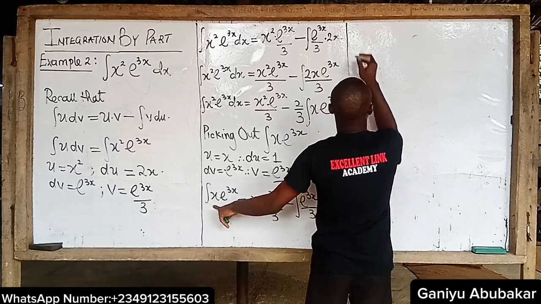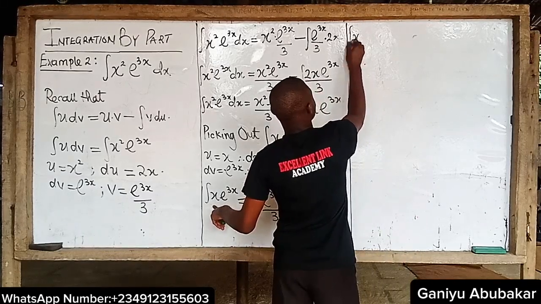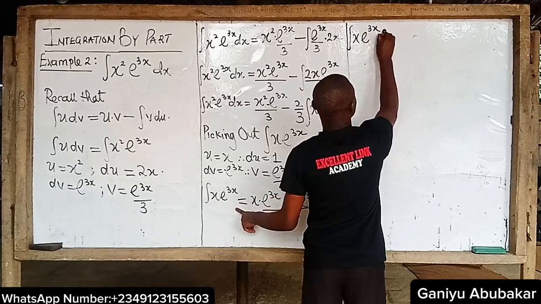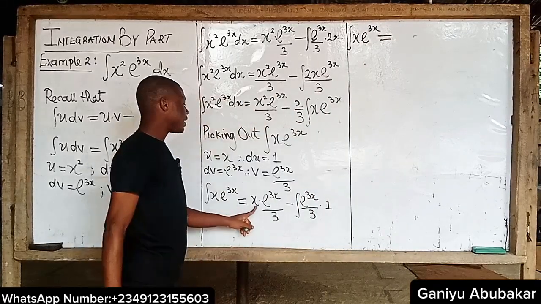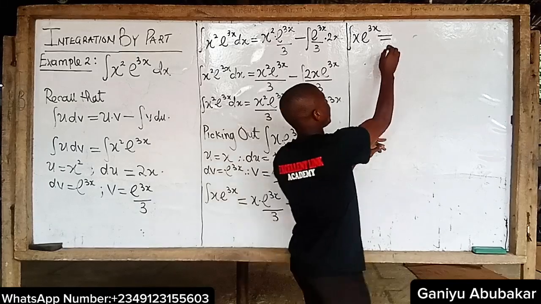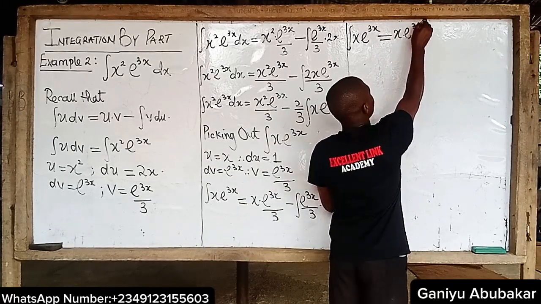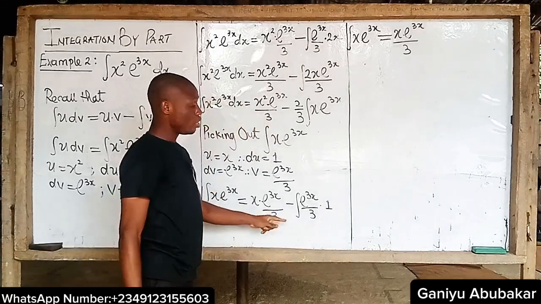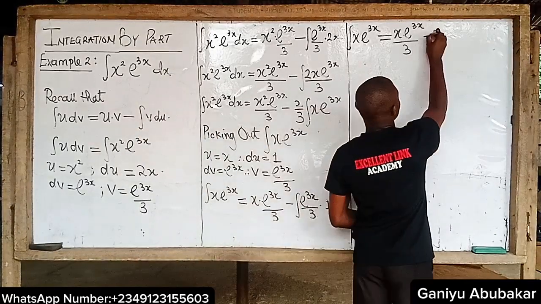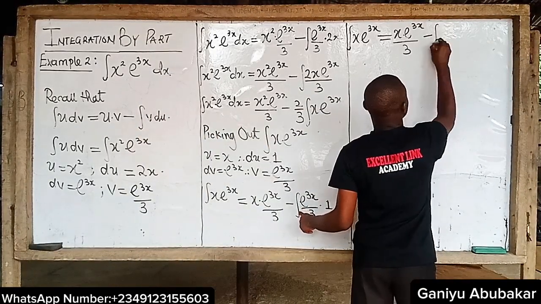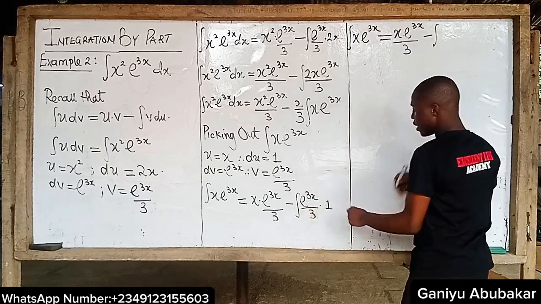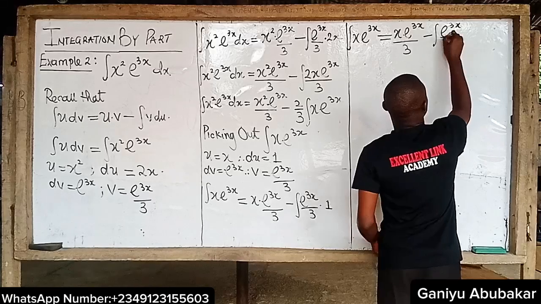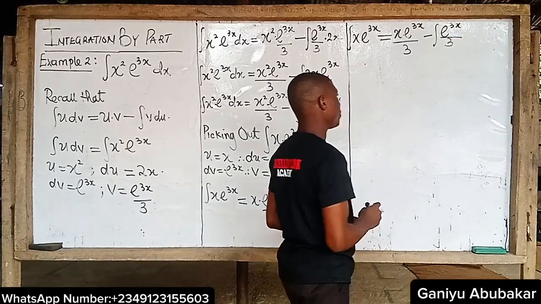All right, simplify this one better. If I integrate x exponential 3x, it will be equal in value to x times exponential 3x over 3. I'll have x exponential 3x all over 3 as my answer when multiplying this one. So minus, I have a minus sign here, minus the integral of what? Exponential 3x over 3 times 1. We still give exponential 3x over 3.